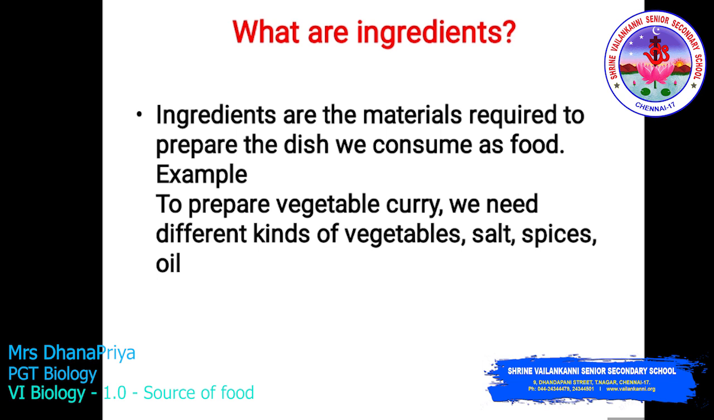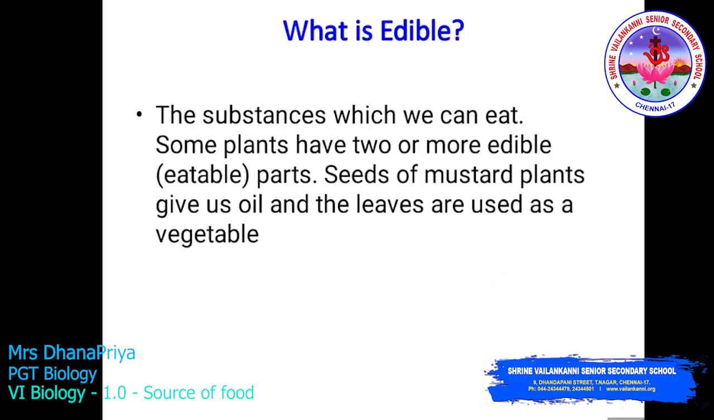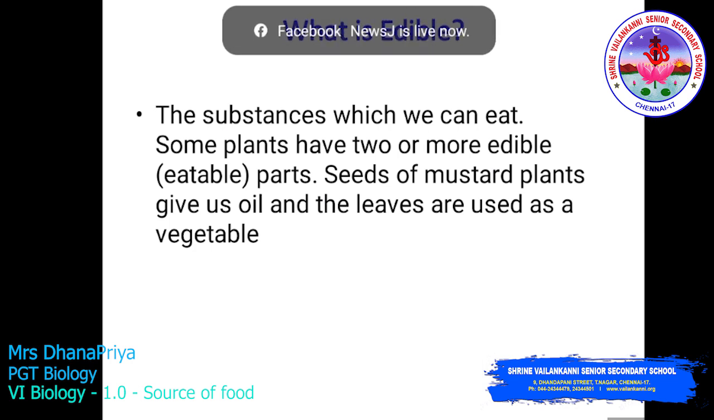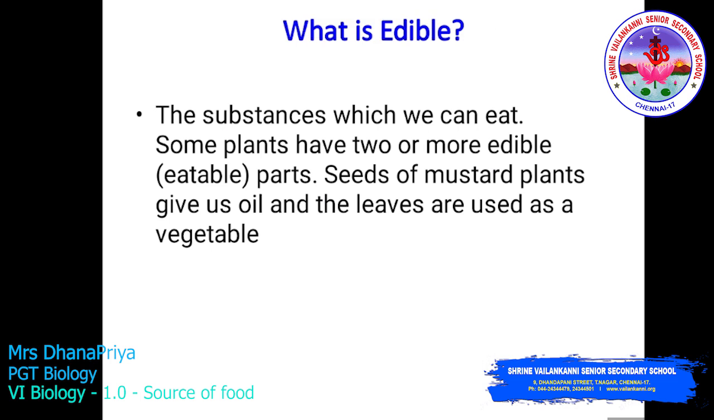What are ingredients? Ingredients are the materials required to prepare the dish we consume as food. For example, to prepare vegetable curry, we need different kinds of vegetables, salt, spices and oil. What is edible? The substance which we can eat. Some plants have two or more edible parts. Seeds of mustard plants give us oil and the leaves are used as vegetable.